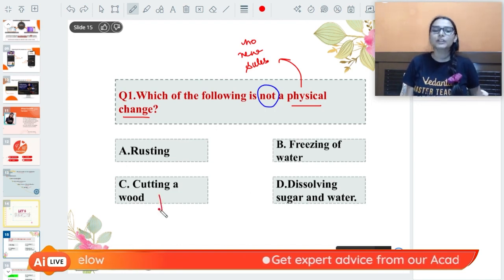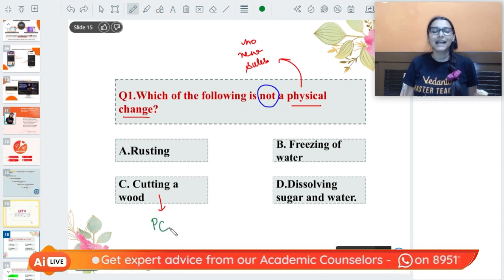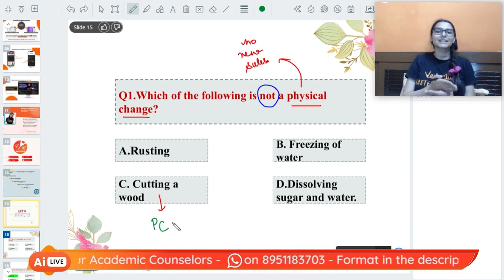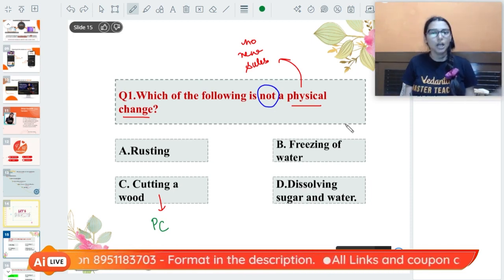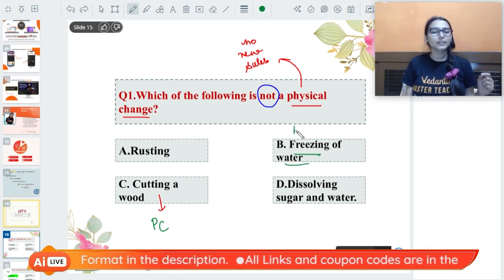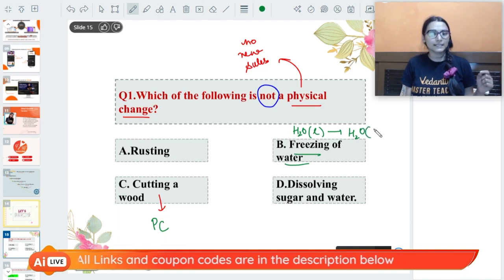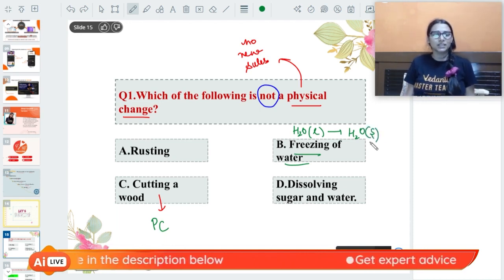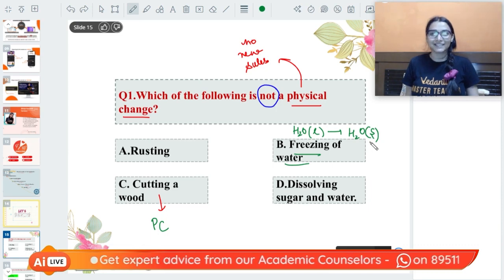If I talk about cutting of wood, that is clearly a physical change, because you are not changing the chemical composition of the wood, you are just changing the length by cutting it down. Talking about freezing of water, you are converting water from the liquid state into the solid state. So that is again a physical change.